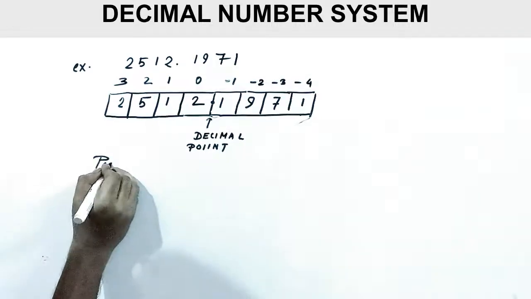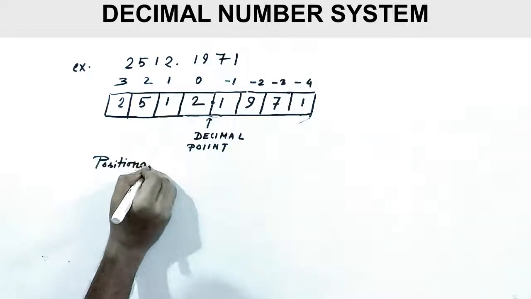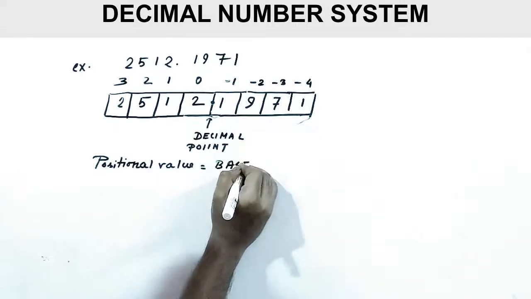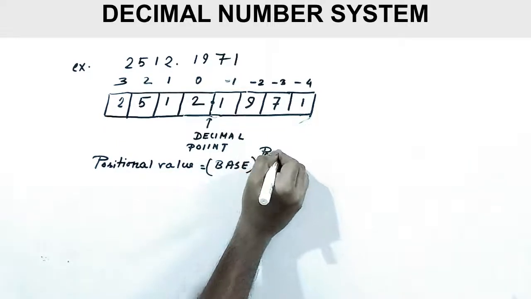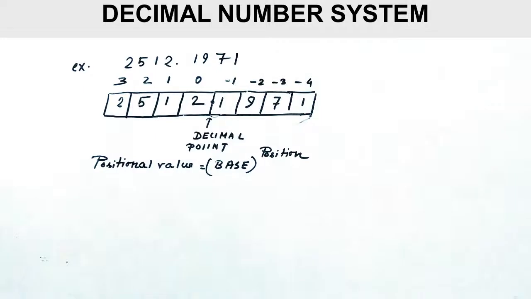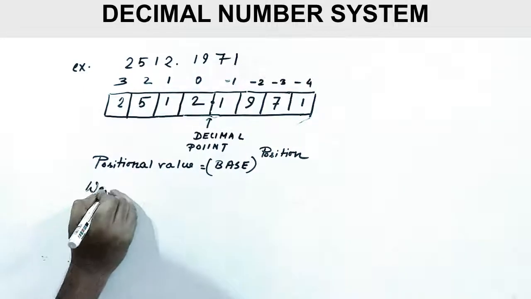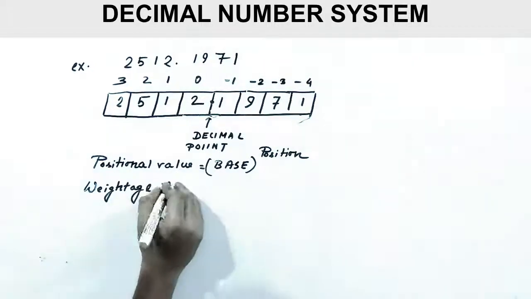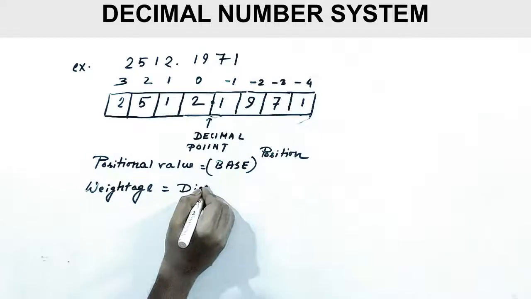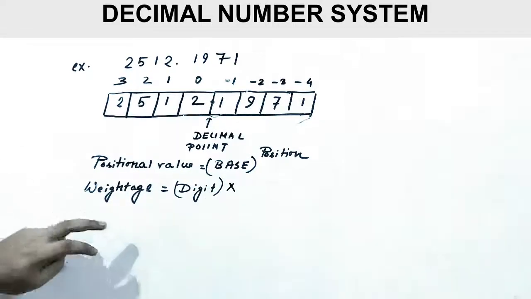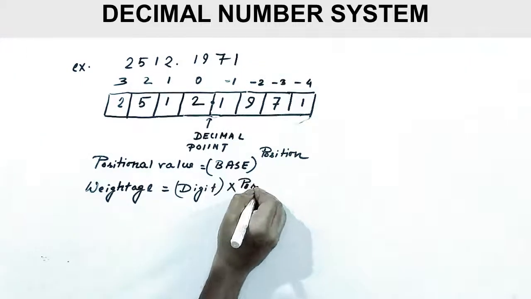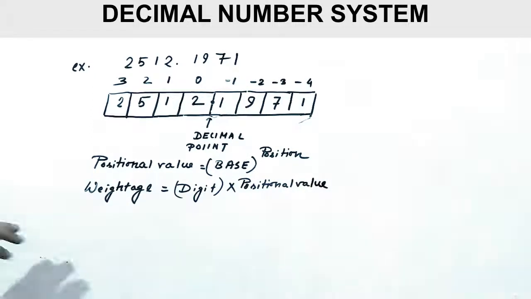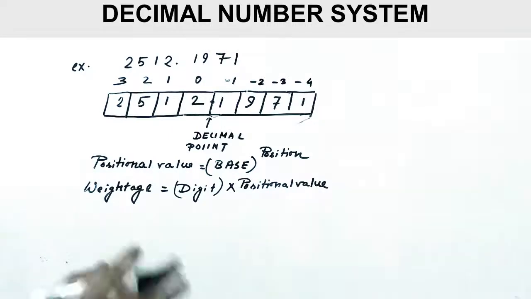So the positional value will be base to the power of position. And what will be the weightage? The weightage will be digit into positional value. And the decimal representation will be the sum of the weightage.